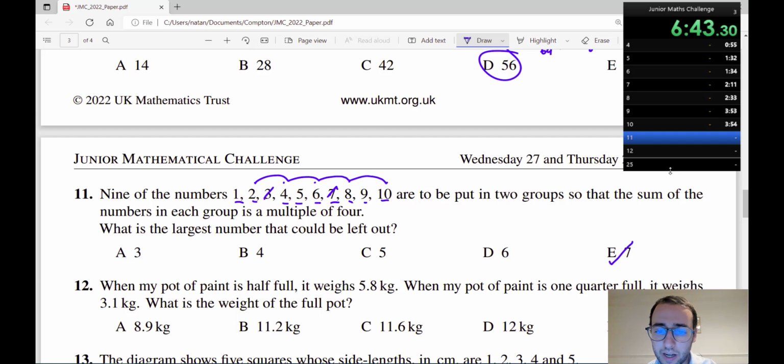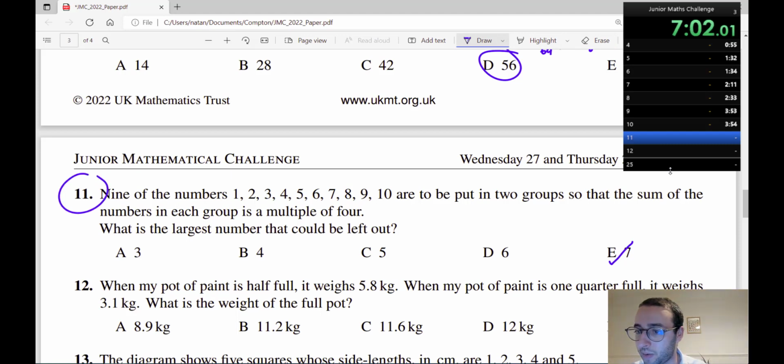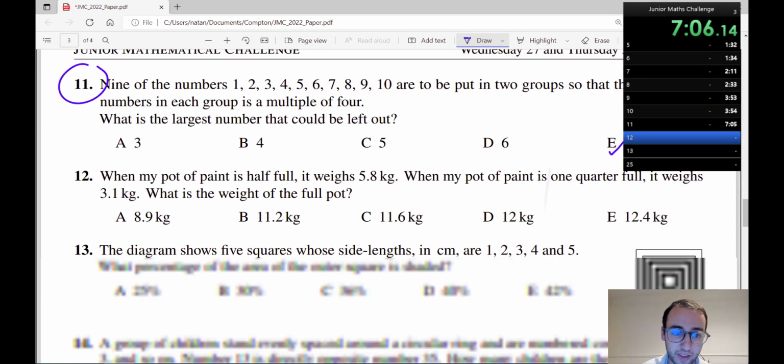So wait, if I split into 2 groups. Oh wait, they don't need to. Why am I doing a group of 5, a group of 4? Oh my word, this question's bonkers. I've absolutely lost my head. Okay, I'm going to skip it and come back to 11. Sheesh, I don't even know how to skip my thing. Okay, well, it's 11 questions. Anyway, I can come back to that.